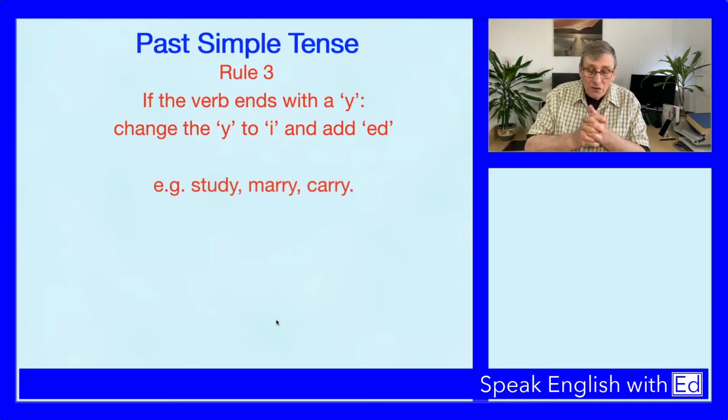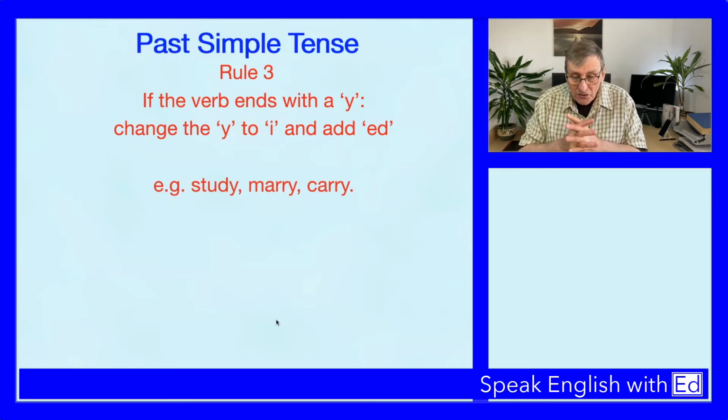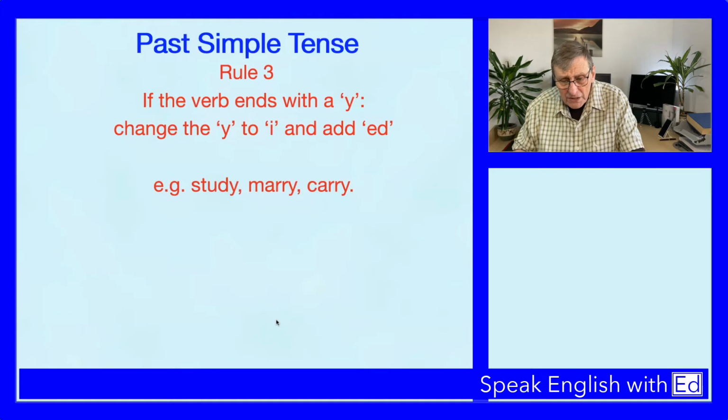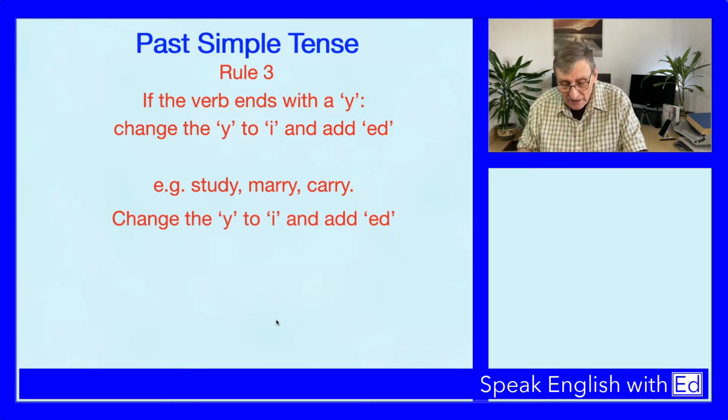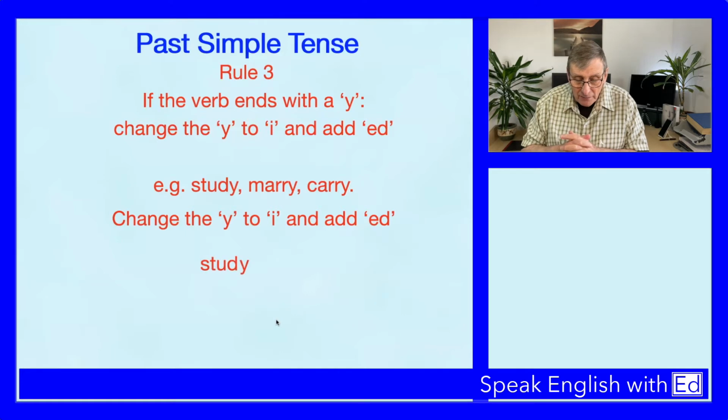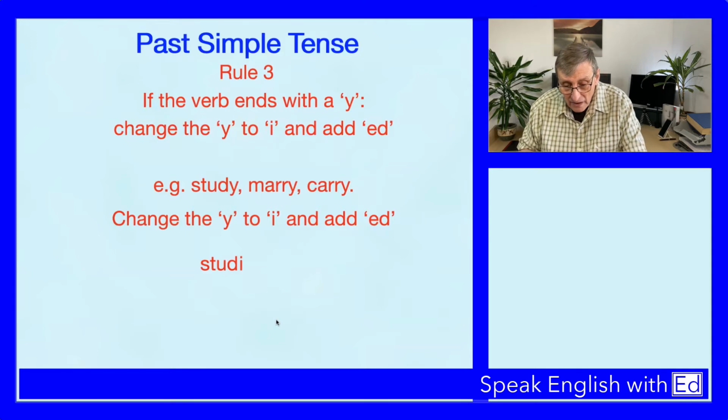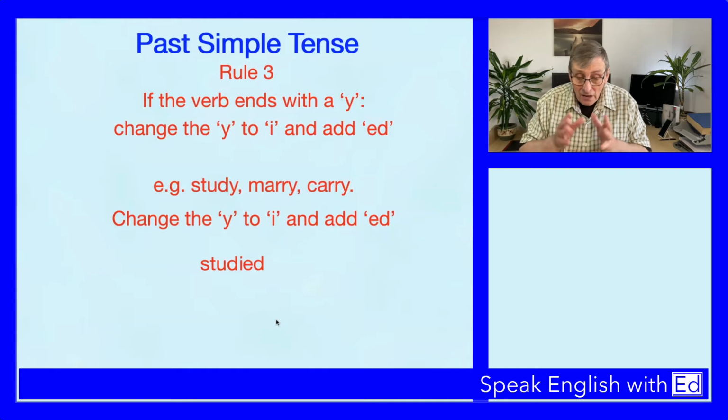Let's have a look at a couple of examples. So verbs here, 3 verbs, all ending in Y. Study, marry and carry. So under these rules we need to remove the Y and change it for an I and add ed. So if we take study, S-T-U-D-Y, we've got to get rid of the Y and replace it with I, and then we add ed to the end. So we've got studied, and it's as simple as that.